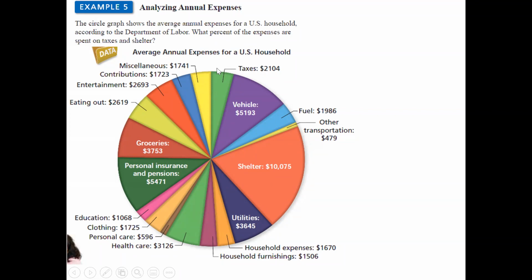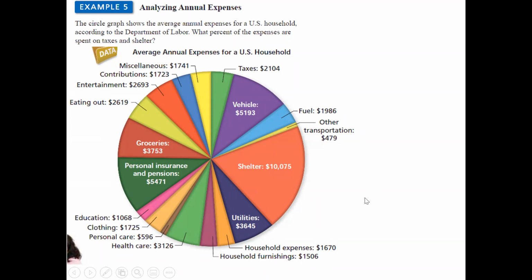Okay, so here's your taxes. We spend 2,104 on taxes. We spend this much on a vehicle, 5,000. We spend this much on fuel, transportation, as you see, healthcare, personal care, miscellaneous contributions, entertainment, and eating out. So this is a whole pie. We spend 10,000 on shelter.